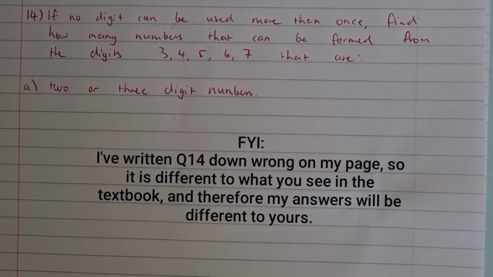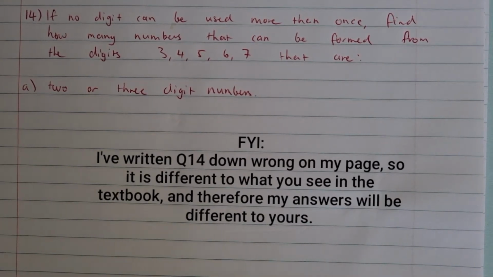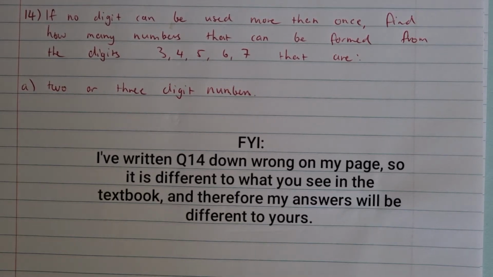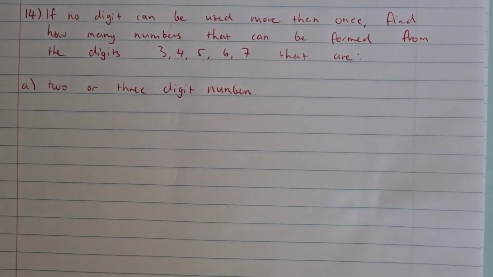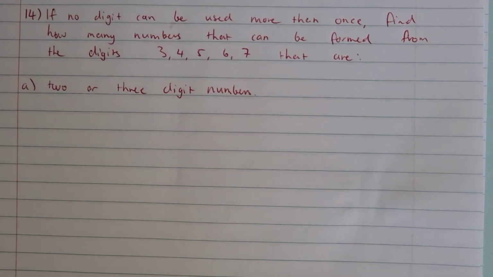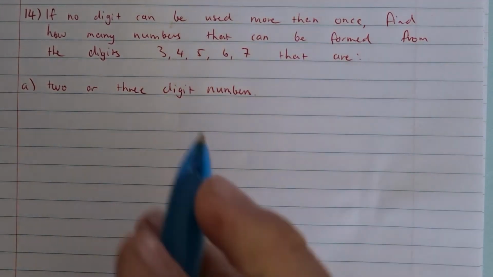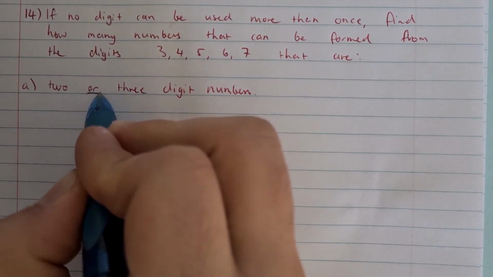Question 14 from chapter 10b. If no digit can be used more than once, find how many numbers can be formed from the digits 3, 4, 5, 6, and 7 that are A, 2 or 3 digit numbers. So a key word in this question is or.